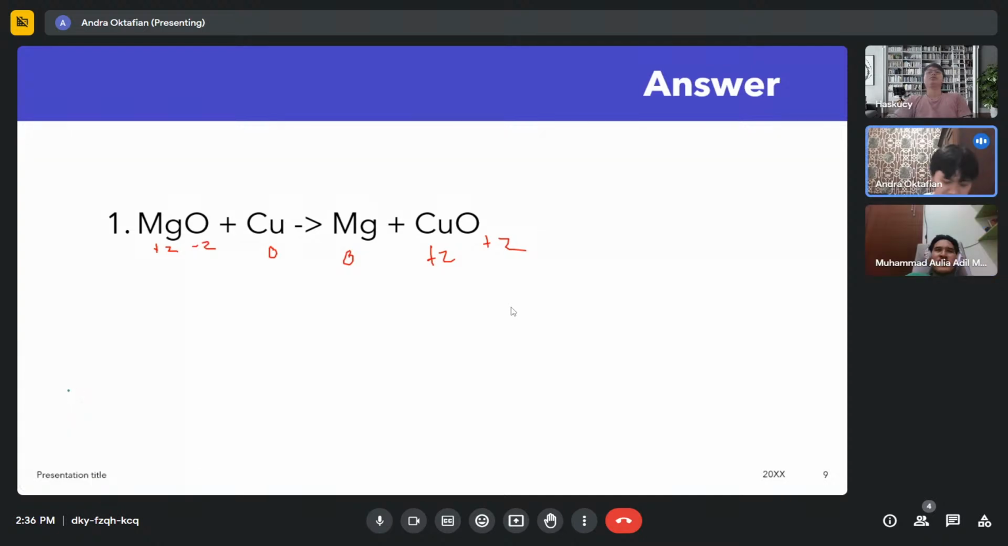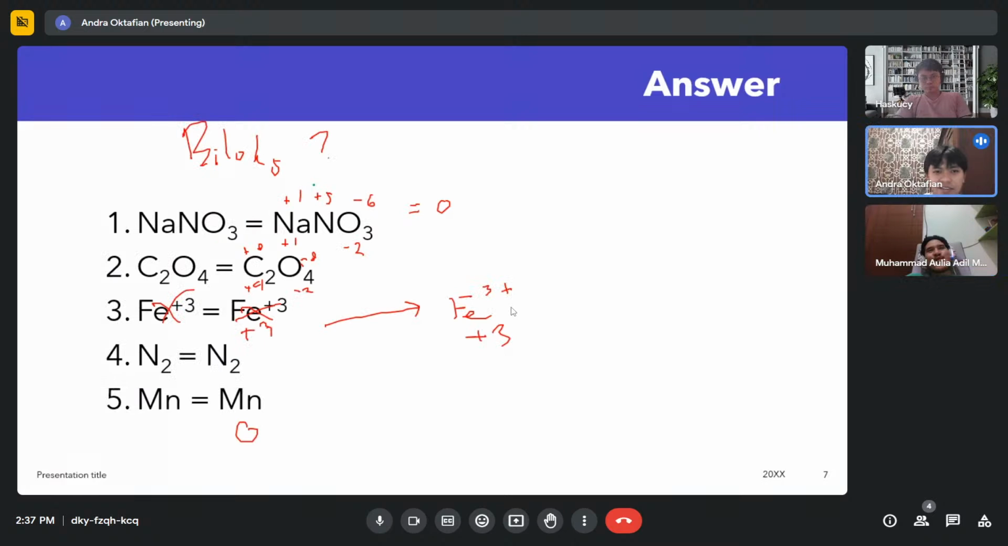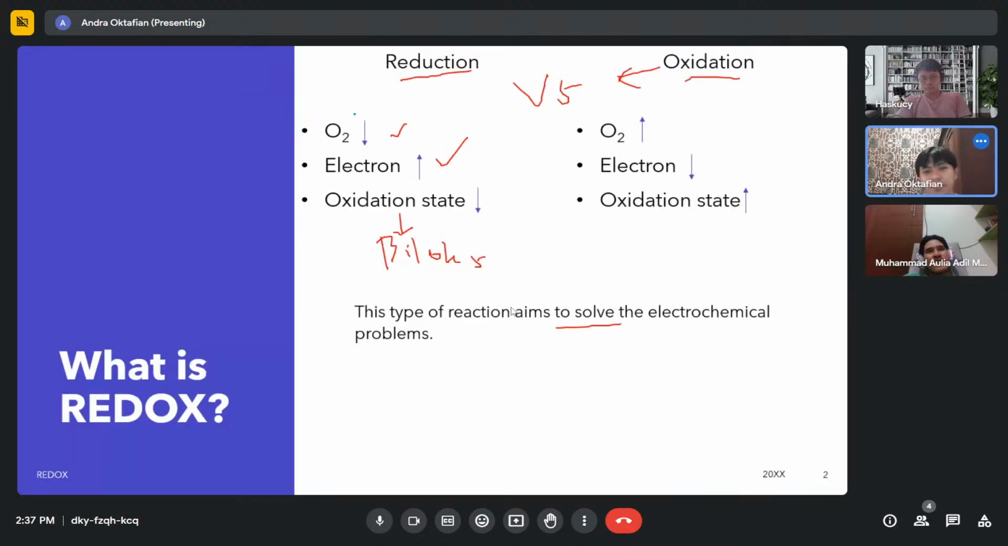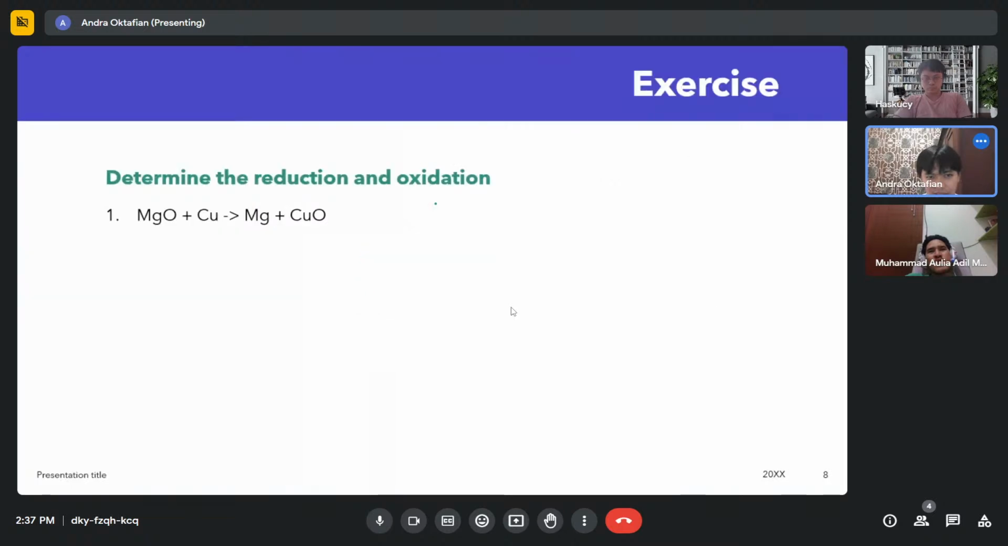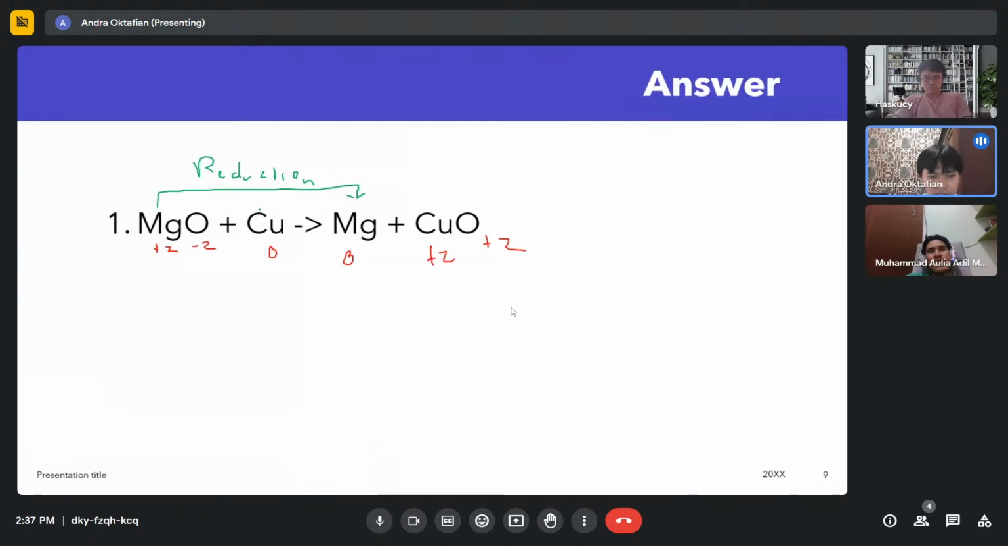I will give the arrow for the reductions. Okay, the reduction should be like this. When it comes to Mg, magnesium, it should be reduction. Why? Because you see the reduction rules: when the oxidation state is decreased, like this, from plus two to zero, then it should be called reduction.